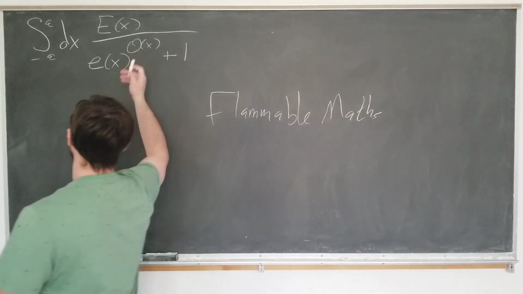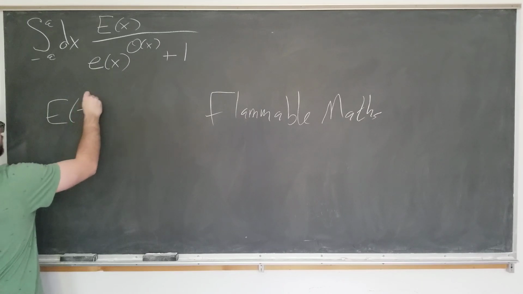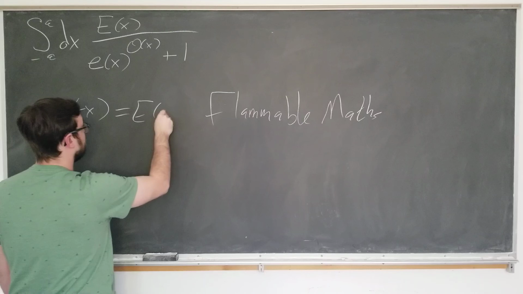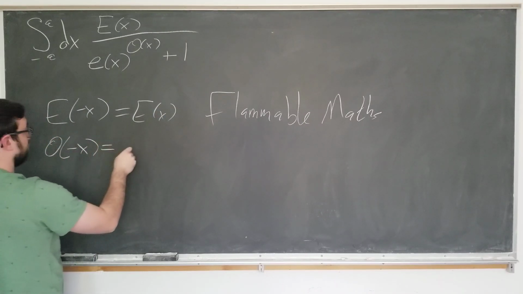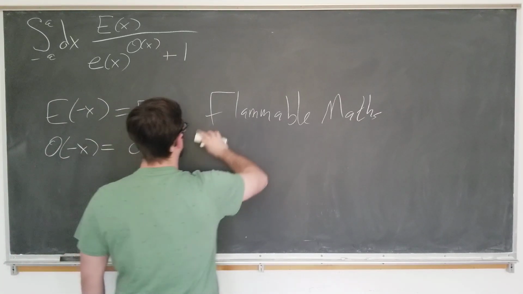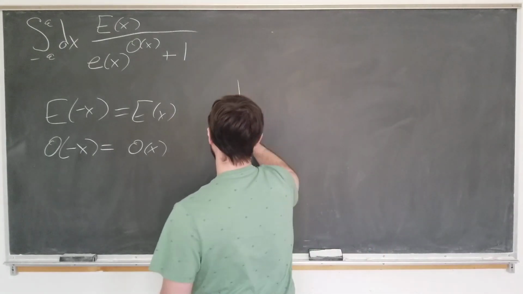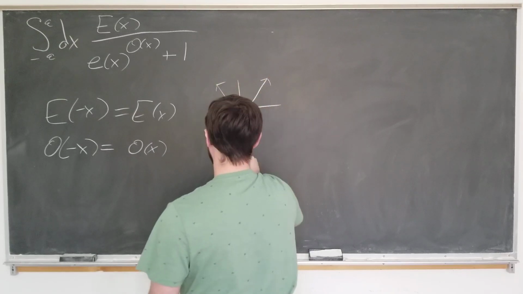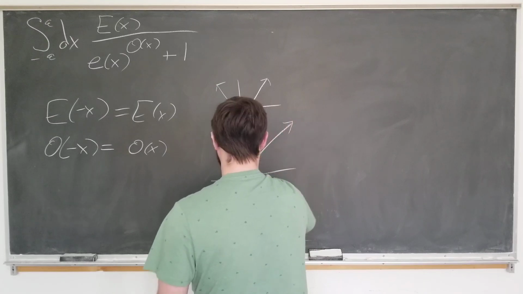And just to remind everybody the definition of even and odd functions. An even function is e of minus x is equal to e of x. And of course, an odd function O of minus x is equal to minus O of x. In general, the easiest example of an even function is x squared, a parabola. The easiest example of an odd function is x, just a straight line.